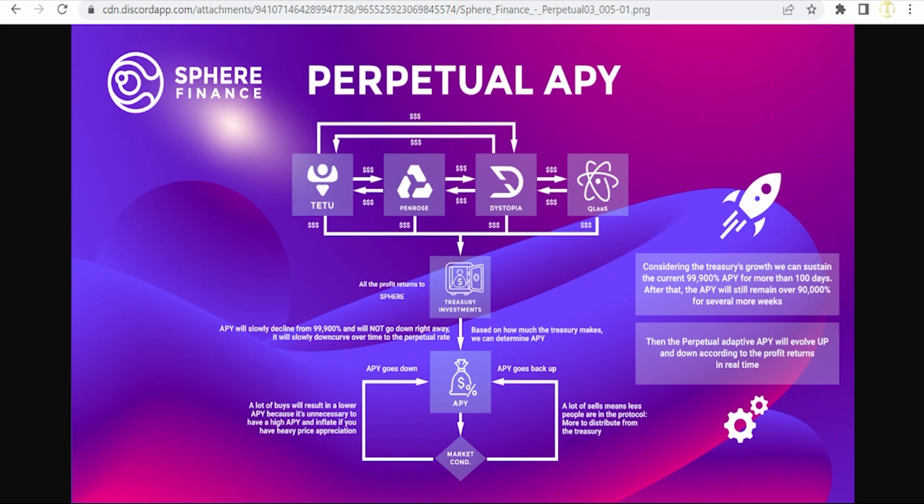Considering the current, as it is mentioned here, treasury's growth, the fixed APY is still sustainable for several more weeks, and then it will vary up and down, I repeat, to benefit all holders, large or small. So it should be seen as a very positive step for the protocol.